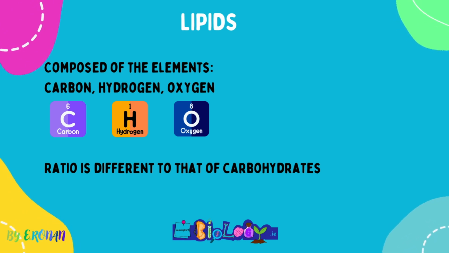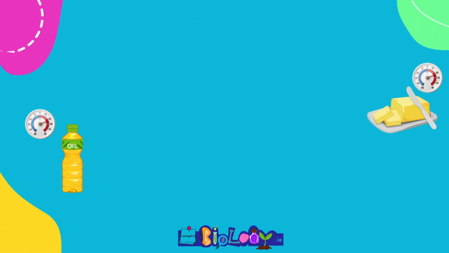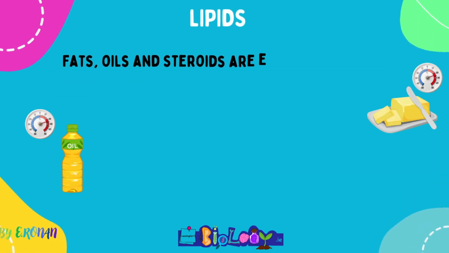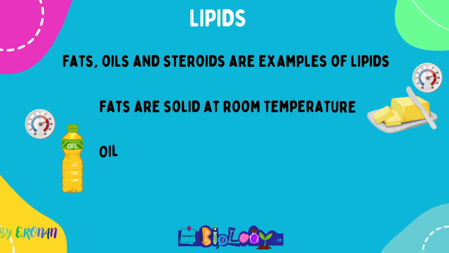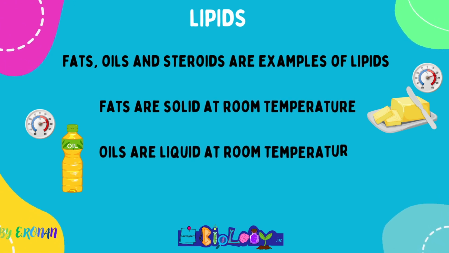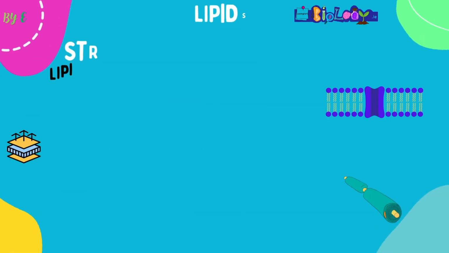Now, lipids come in different forms, and it's going to depend, of course, on whether we're at room temperature. So we have fats, oils and steroids as examples of lipids. Fats are solid at room temperature and oils are liquid at room temperature. That is how we tell fats and oils apart. And you could be asked that in an exam, as it is a very common question to appear. So be very, very careful. Fats are solid, oils are liquid. Steroids you might come across in human reproduction.